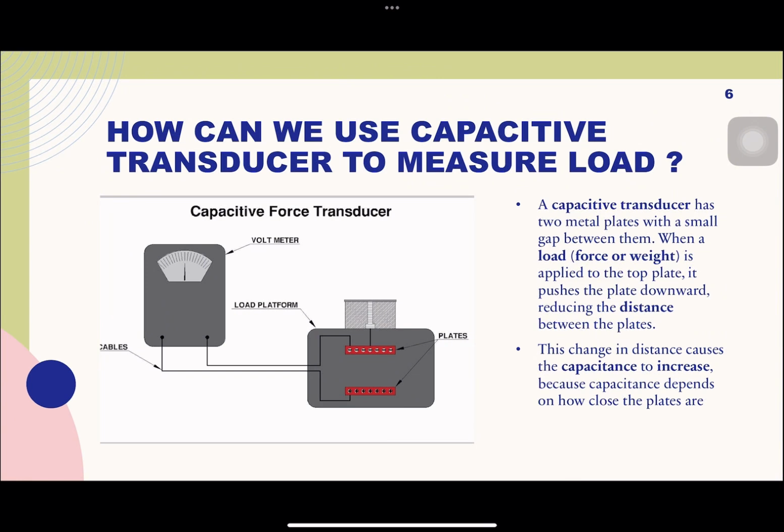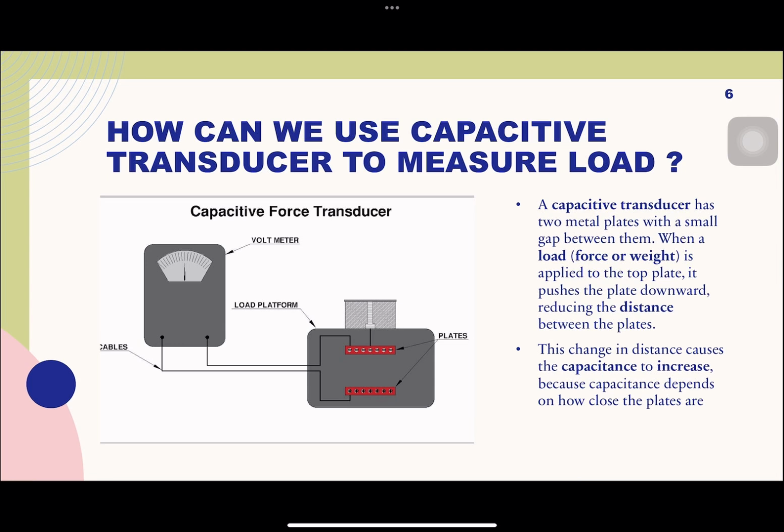Let's now look at the advantages and disadvantages. Advantages include, first, high sensitivity. Small movements result in significant changes in capacitance. Second, low power consumption. They work with very little power, which is ideal for portable devices. And third, they're compact and lightweight, making them easy to integrate into small or mobile systems.